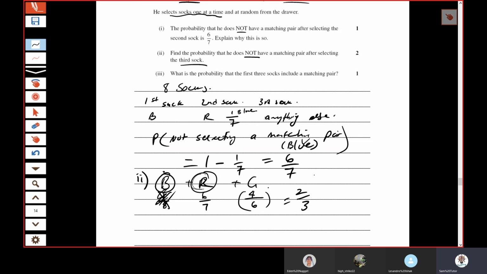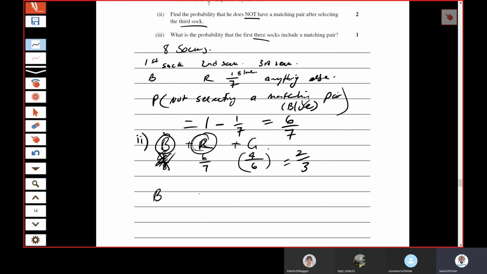Sorry? Yeah? That makes sense? Mm-hmm. What is the probability that the first 3 socks include a matching pair? The first 3 socks include a matching pair. That means it could have been blue, blue, and let's say green. Oh, but would you have gone to green if you already got blue and blue?